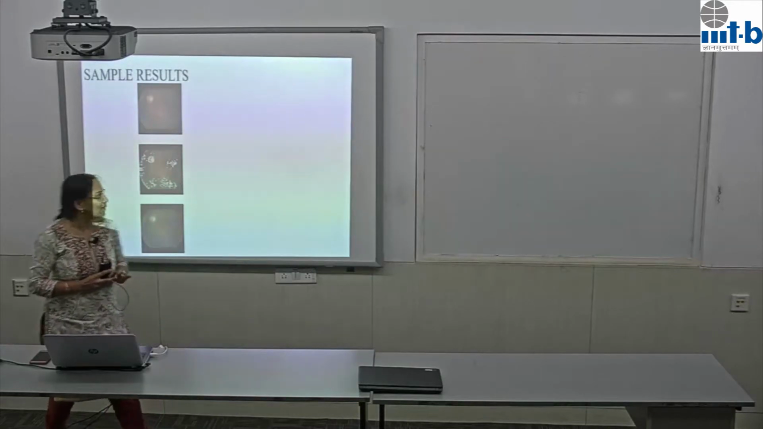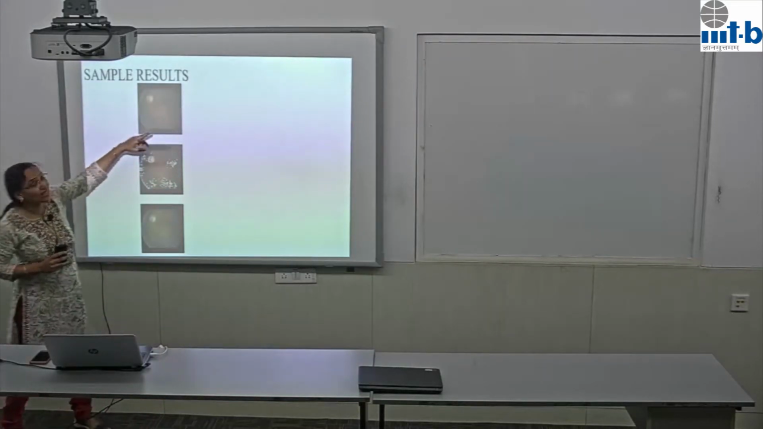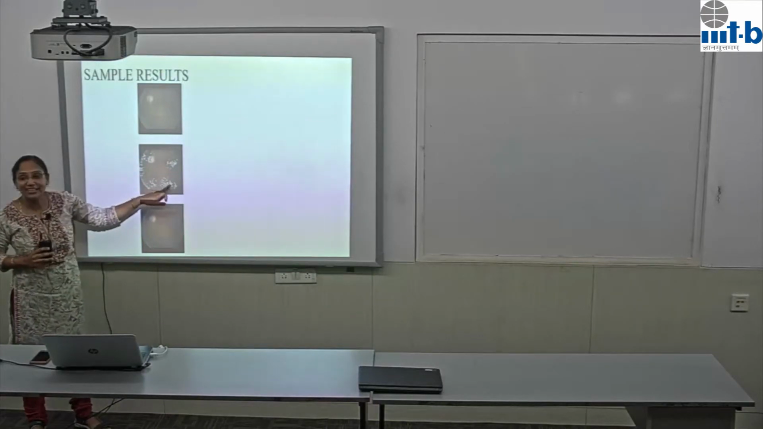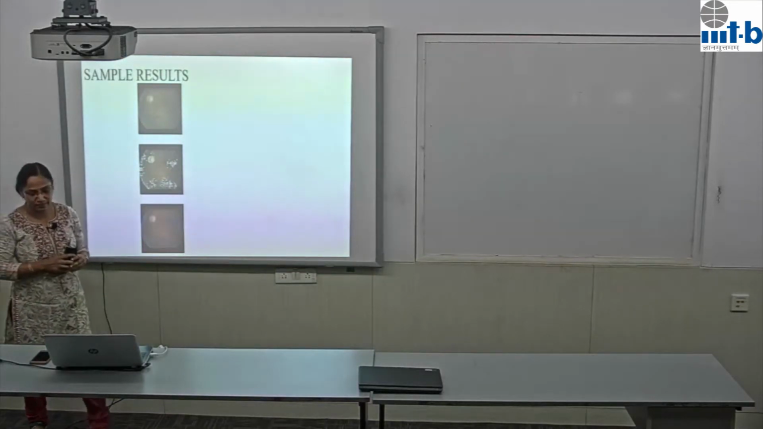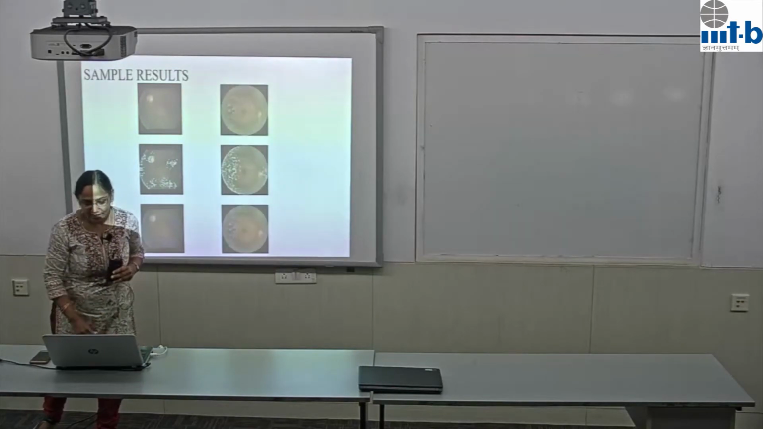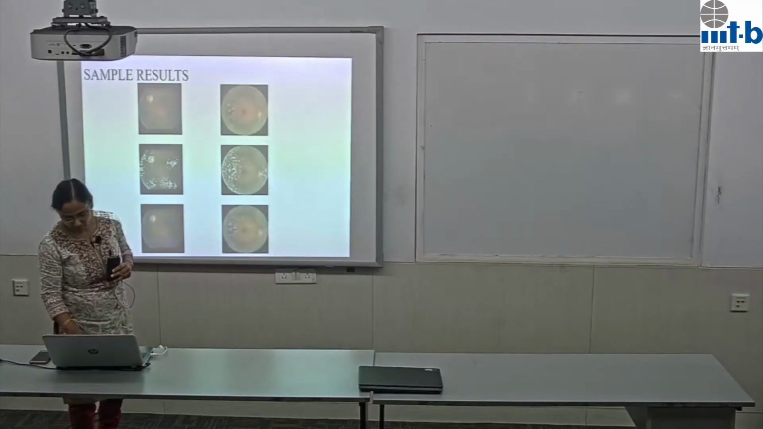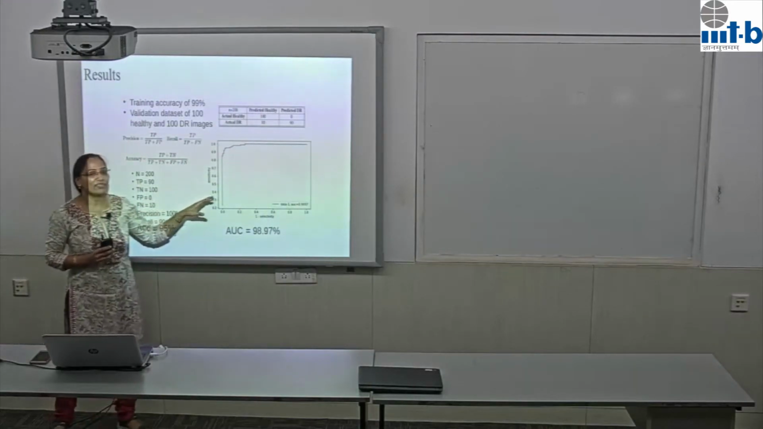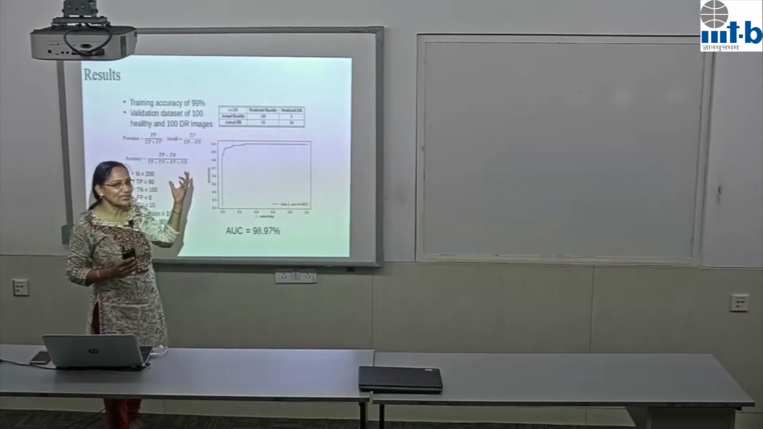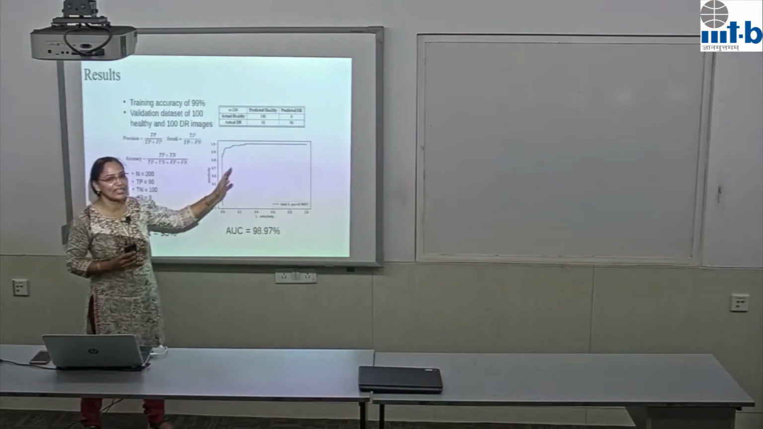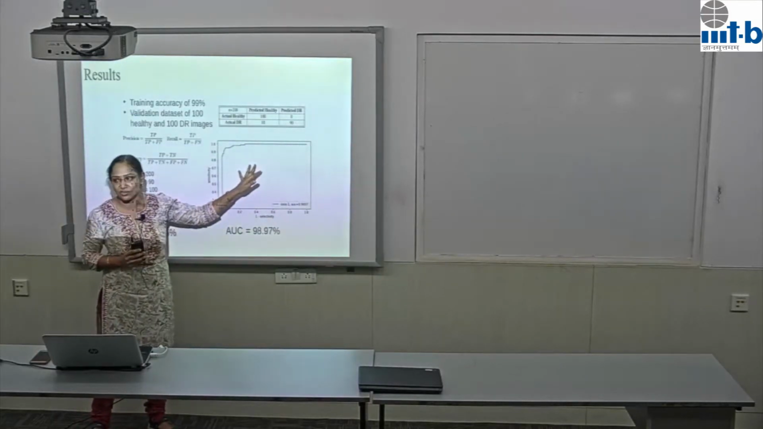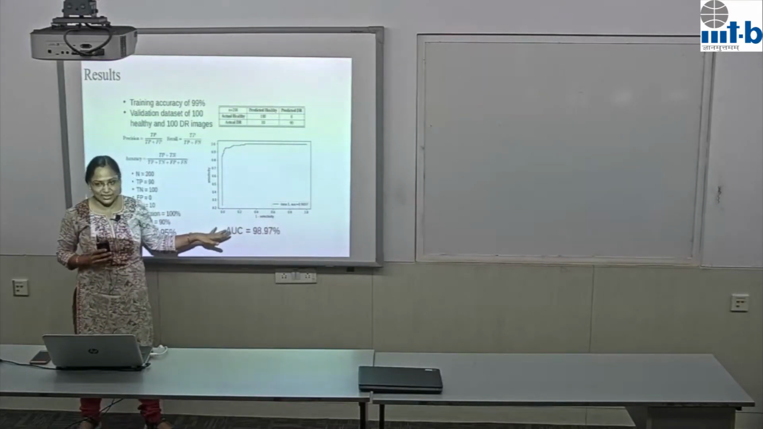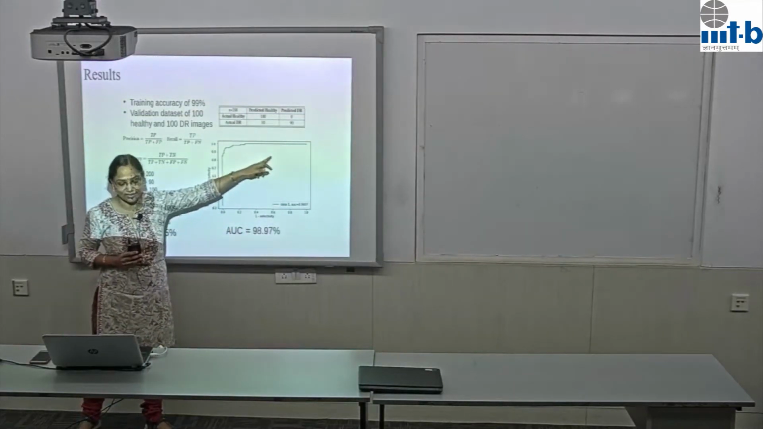And these are our sample results. I don't know if you can see clearly enough. You see exudates all over, and he indeed got exudates here. Yet another sample result. The best way of quantifying performance in our kind of work is to look at the ROC curves, the receiver operating characteristic curves, and the area under the curve he got was 98%, which is very good.